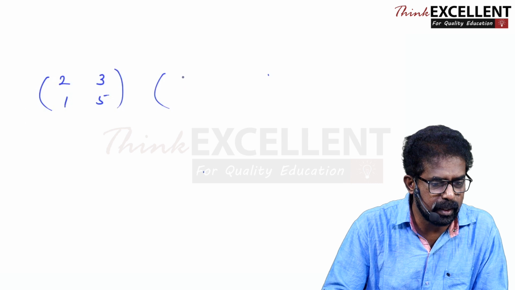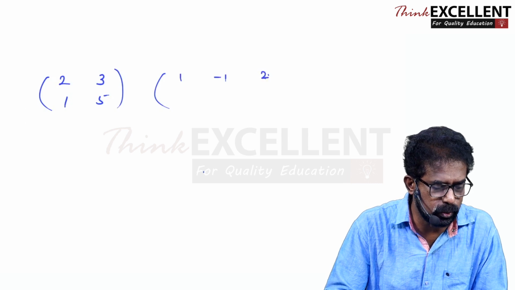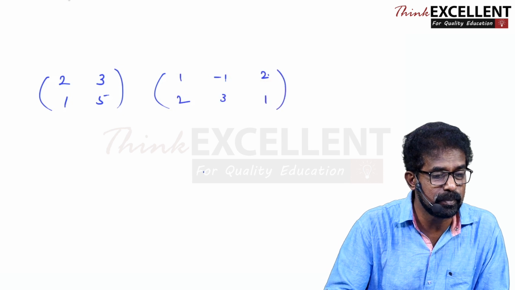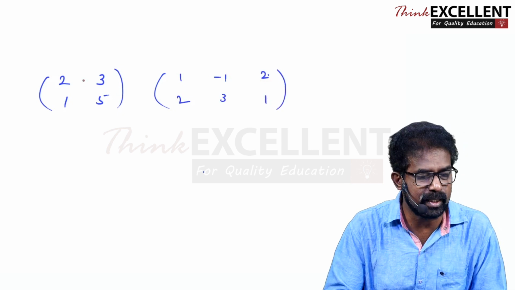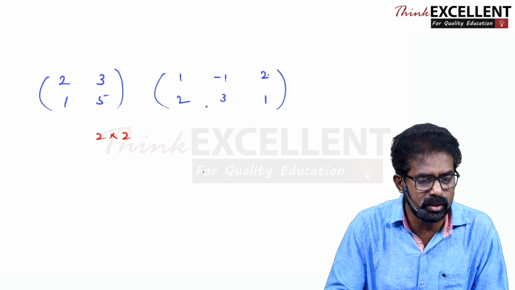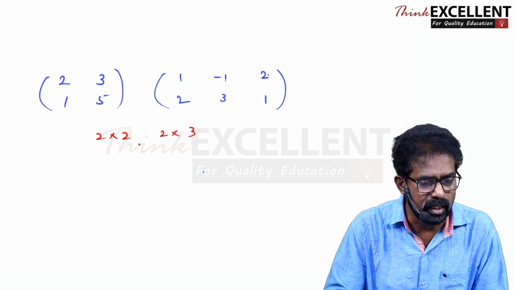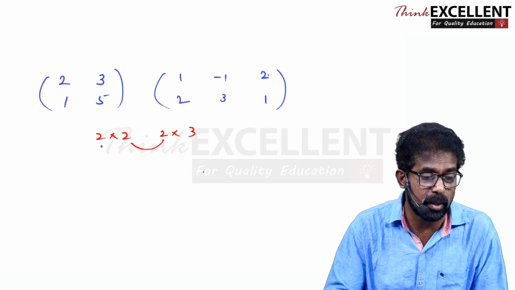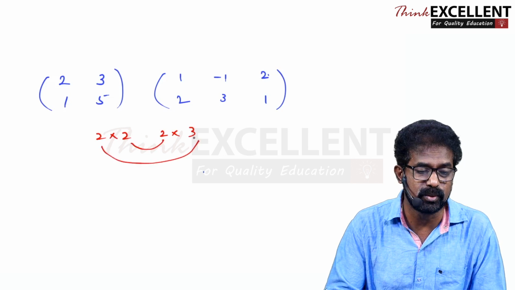I want to multiply by 1, minus 1, 2, 2, 3, 1. First, let us see, can you multiply? What is the order of the first matrix? It's a square matrix, 2 by 2. Second matrix order, 2 rows, 3 columns. Yes, you can multiply. What will be the order of the product? 2 by 3, right? 2 rows, 3 columns.